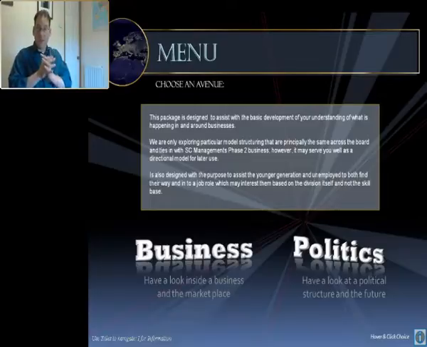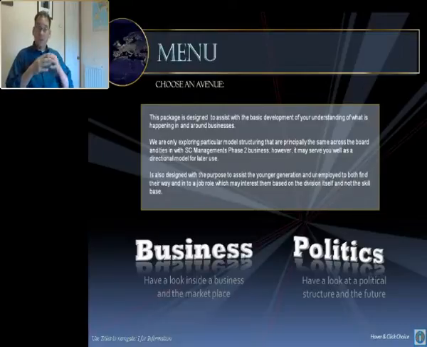Effectively, this package is designed to assist with the basic development of your understanding of what is happening in and around businesses, or, for the terms of the other side, around politics. We're only exploring particular model structures that are principally the same across the board and tie in with Shadow Crimes Management's Phase 2 business. It also ties in with Phase 1, but it's more towards Phase 2. And then the politics will go into the specialist phase. However, it may serve you well as a directional model for later use.